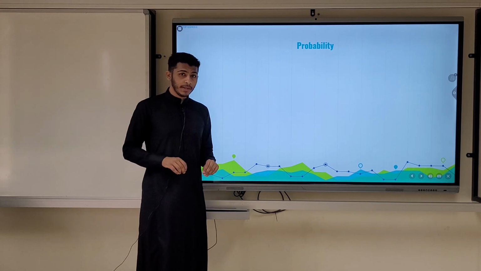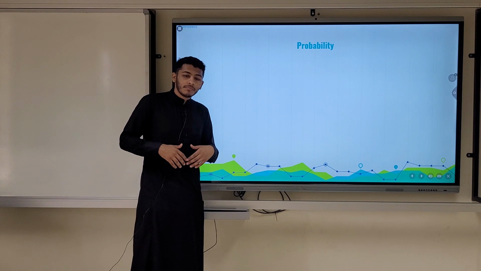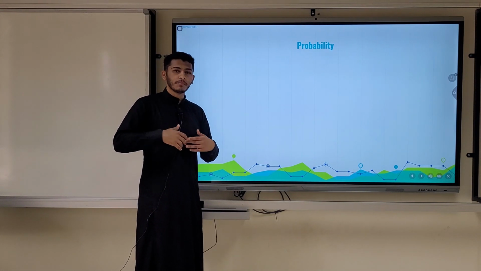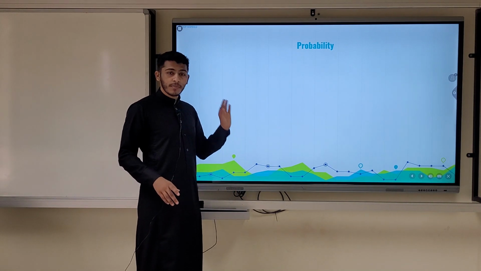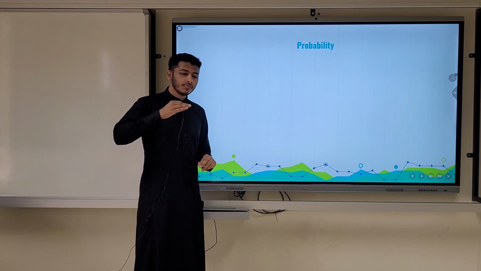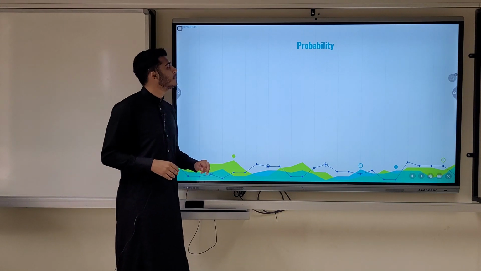Now let's talk about probability, the title of the chapter. From now on we're going to be dealing mostly with probabilities. We're going to be asked to find probabilities of things and find the likelihood of things. So we have to familiarize ourselves well with what probability is and build a good foundation for how we deal with probability.